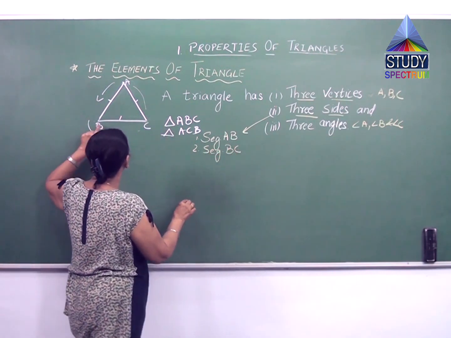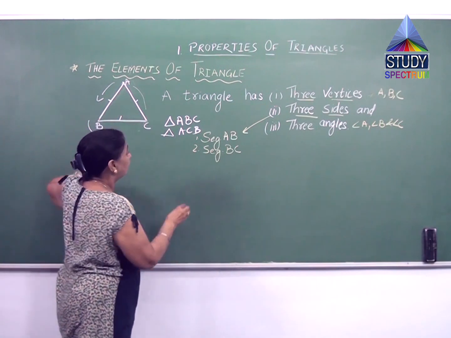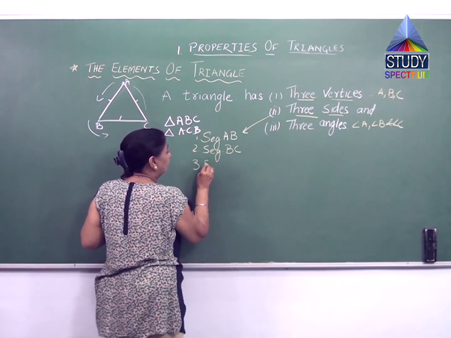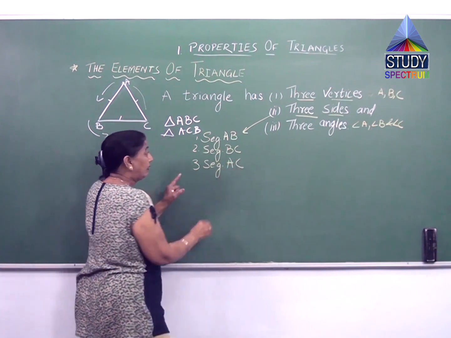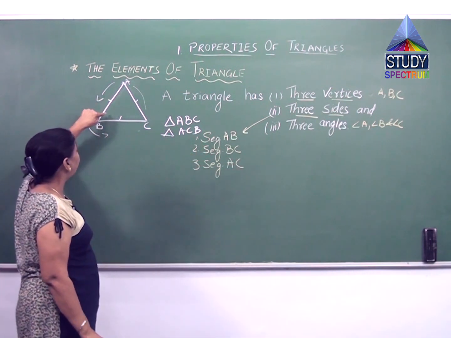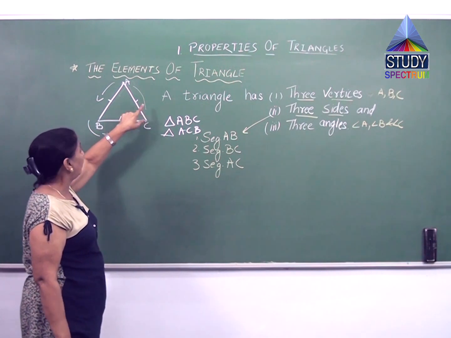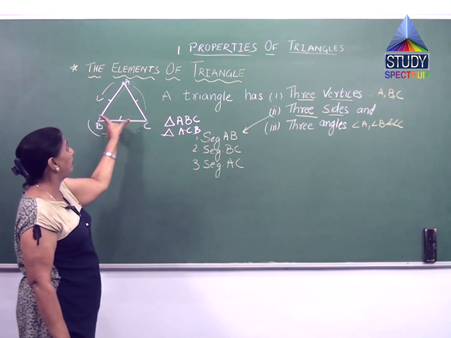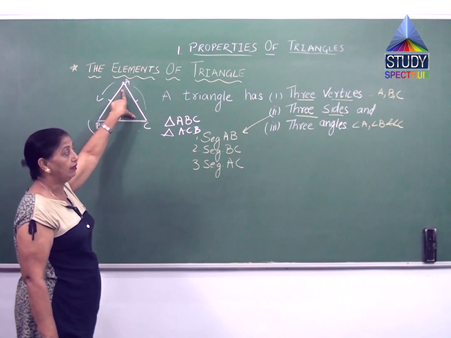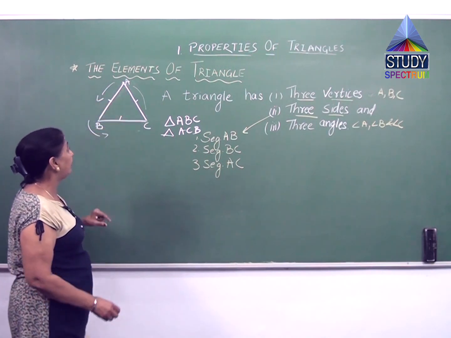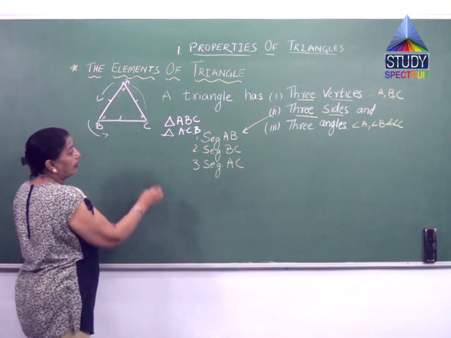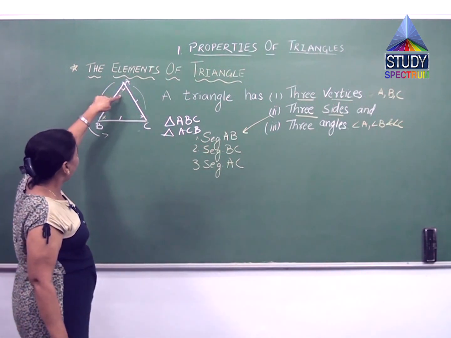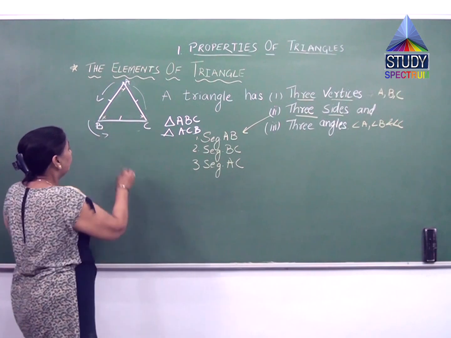And what is the third side? Third side is segment AC. So these are the 3 sides of the triangle: segment AB, segment BC and segment AC. So as this figure has 3 sides, and these are the angles, 3 angles as I have written: angle A, angle B and angle C.